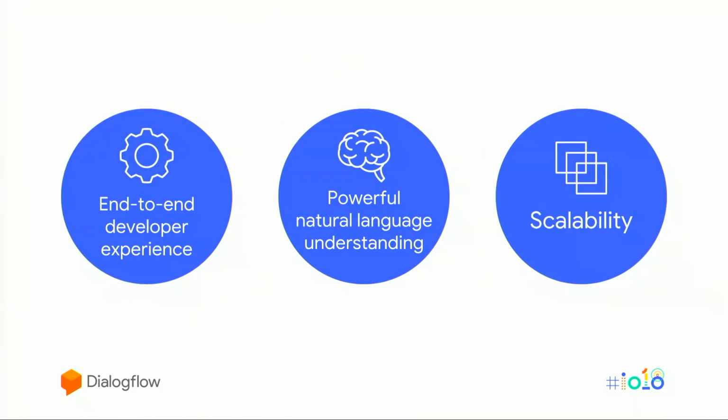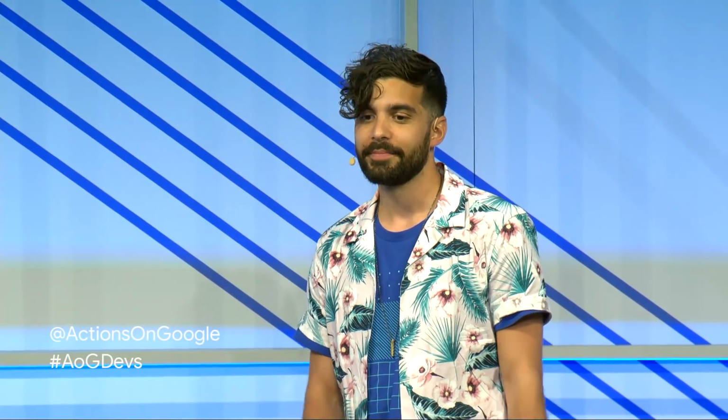Every feature we add is guided by these 3 goals. We want to create an excellent full-stack experience for our developers. We want the best possible natural language understanding and machine learning. And we want it to be easy to integrate and scale across any conversational platform. We use developer feedback to decide how to evolve our platform, and I wanted to show you some of the features that we've added since last year's I/O.